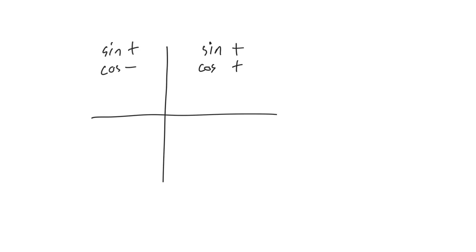For a quick reference for y'all to have, sine and cosine are both positive in quadrant 1. Sine is positive in quadrant 2. Cosine is negative in quadrant 2. In quadrant 3, they're both negative. Then in quadrant 4, sine is negative, cosine is positive.